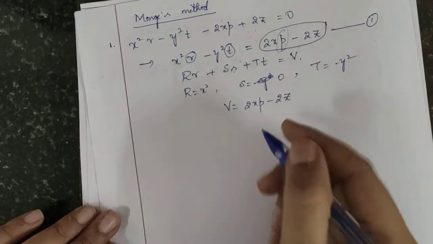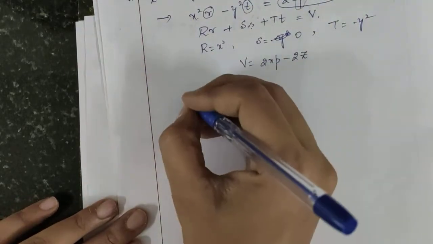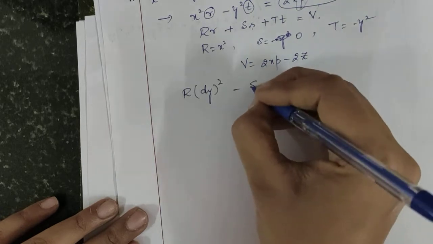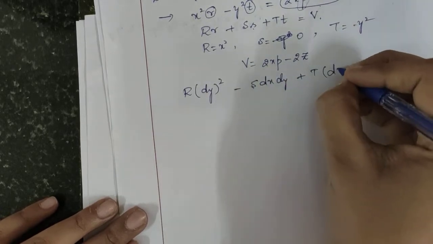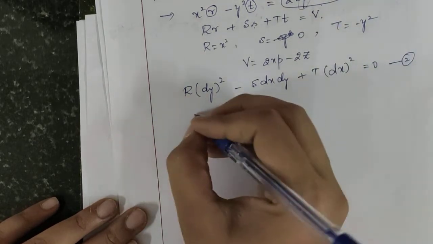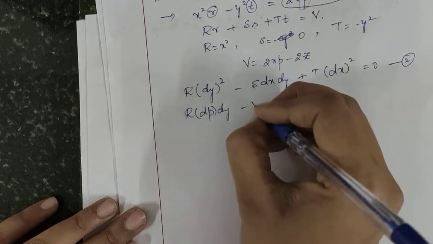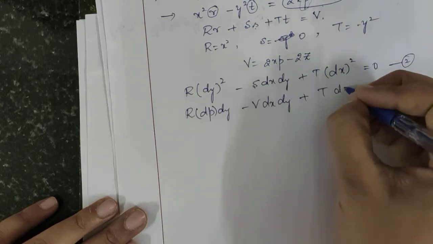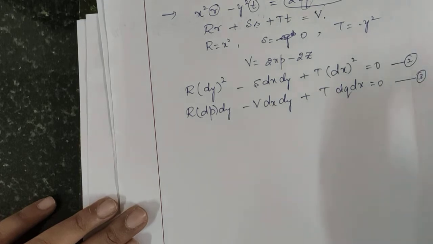Now we will consider Monge's subsidiary equations. Monge's subsidiary equation is nothing but R (dy)² − S dx dy + T (dx)² = 0. Call this equation number 2. And one more is R dp dy − V dx dy + T dq dx = 0. This is my equation number 3.